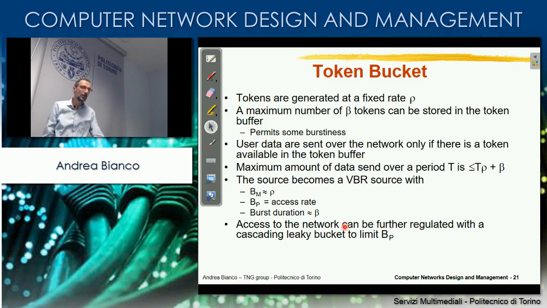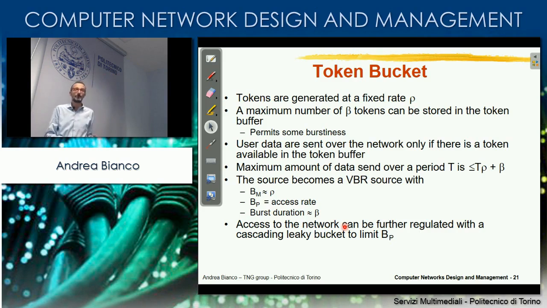The source becomes a VBR source in which the average rate is what? The token generation rate. Because if you can send a packet only if there is a token, you have a rate of generation process, your average rate is going to be bounded by that value, correct? The token generation rate is the average rate. We have to deal with this time window measurement, of course. We have to compare them, but roughly speaking, the token generation rate is the average rate of this source.